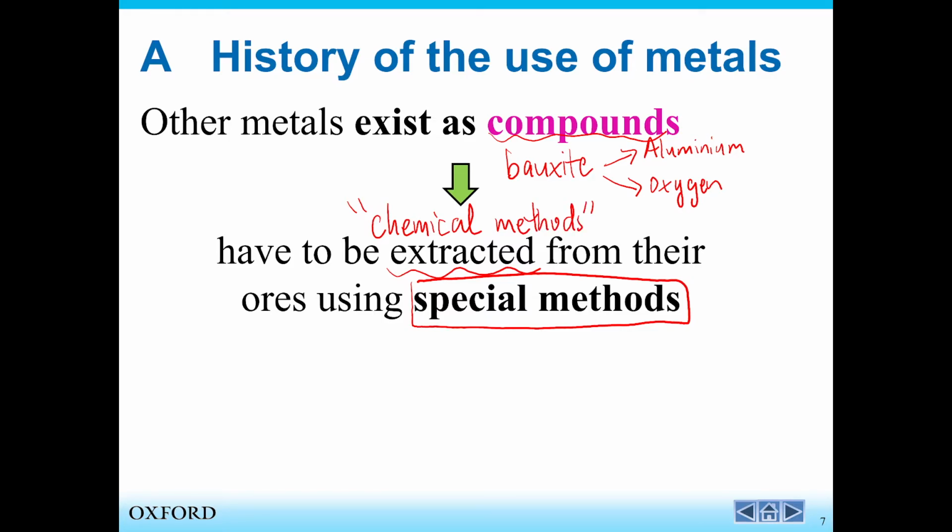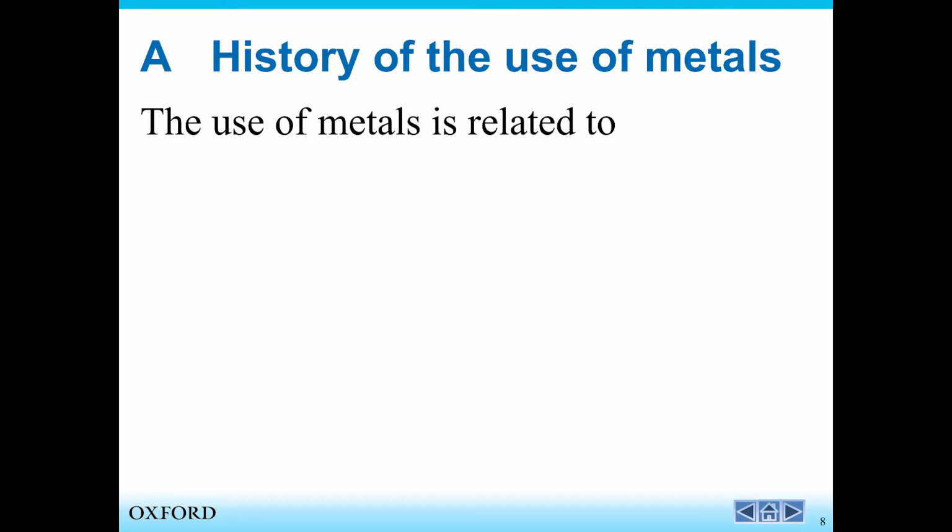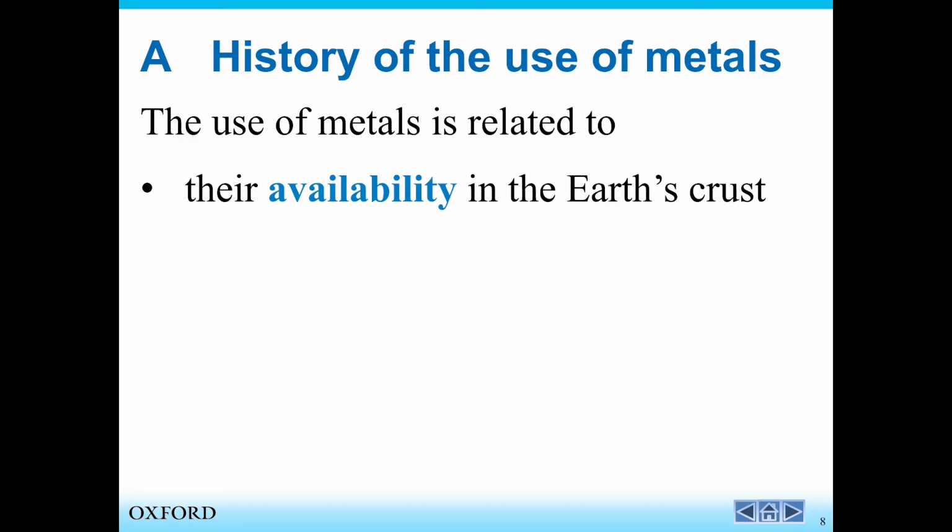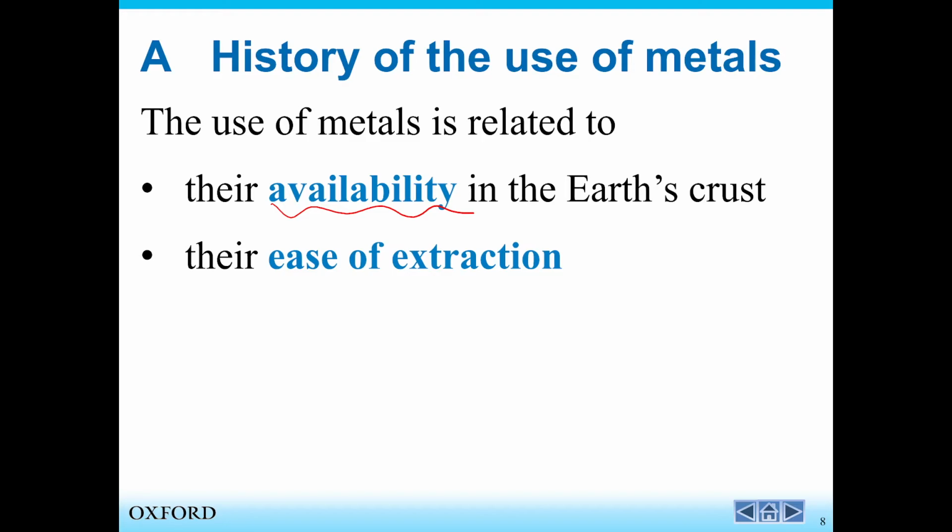Primarily in this book you will learn just one, which is carbon reduction. But another one, you have heard it before while you're studying this topic, which is electrolysis, so using electricity to extract the particular metal that you want. The use of metals is related to their availability in the Earth's crust, so whether they're abundant or not, like aluminium, it's the most abundant, so obviously you'll use it quite often. And also their ease of extraction, whether they're easy to be extracted or not.